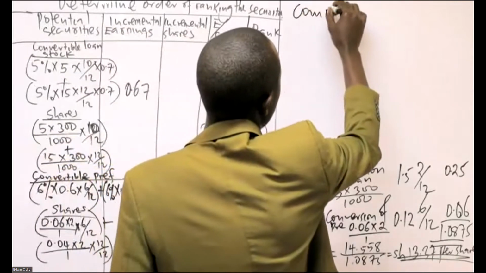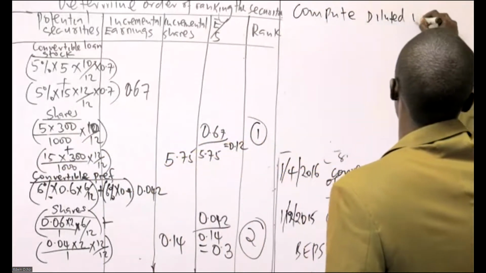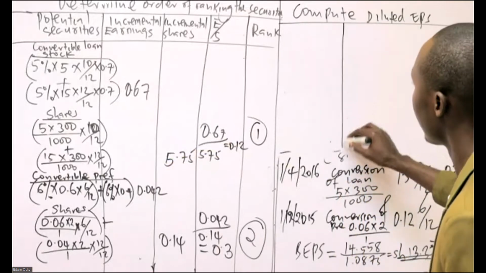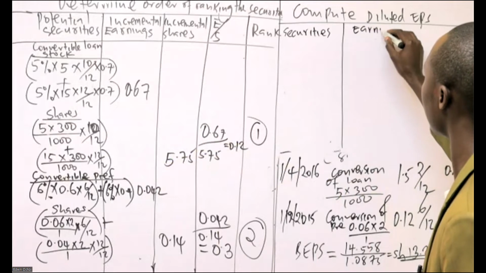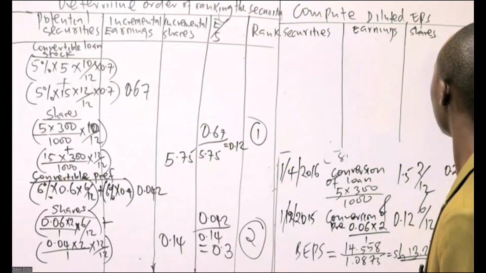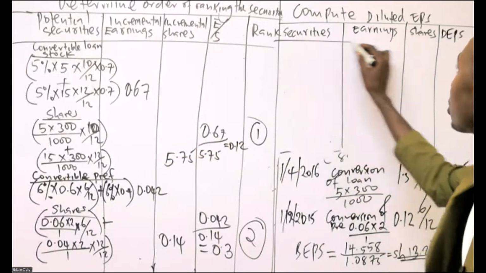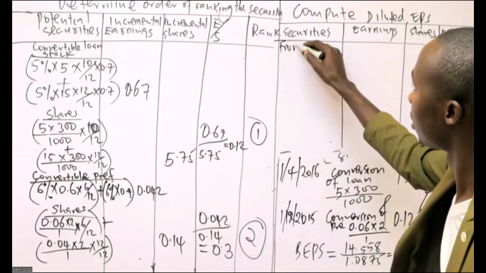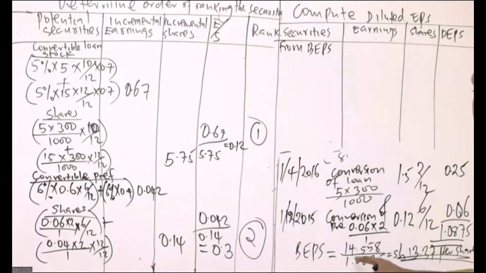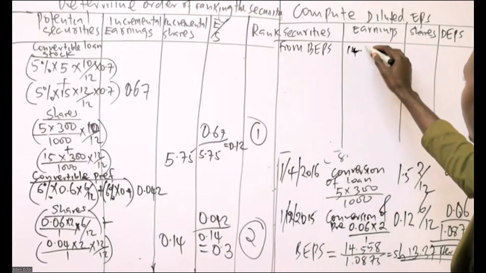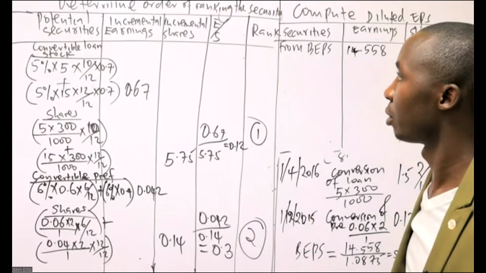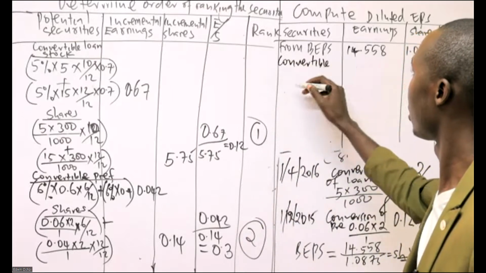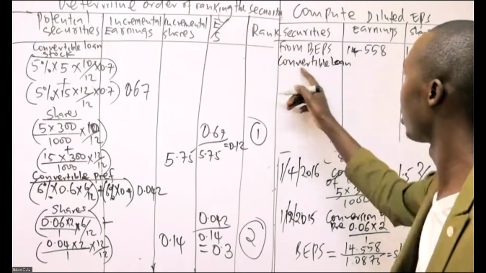Then now, compute diluted EPS based on the ranks. So you mentioned securities, you mentioned earnings, you mentioned shares, so that you get diluted EPS. So now we start from basic. From basic EPS, our earnings was 14.558, and shares 0.042, 0.08, 1.75. So here we have 13.37. The one which has the least potential in diluting this 13.34 is the convertible loan stock.